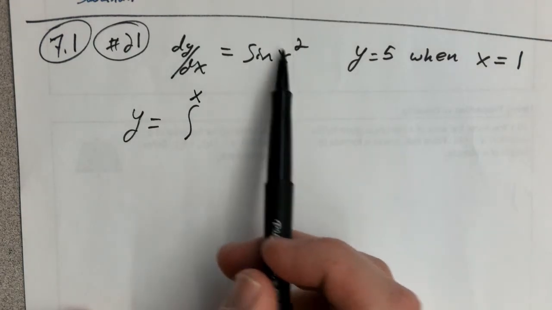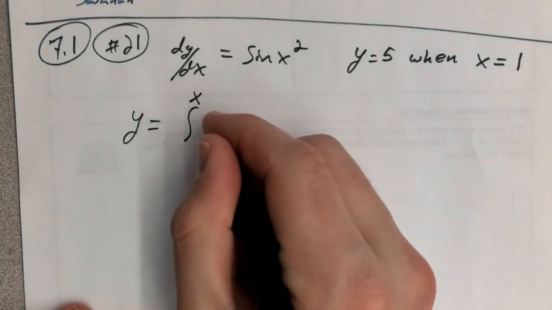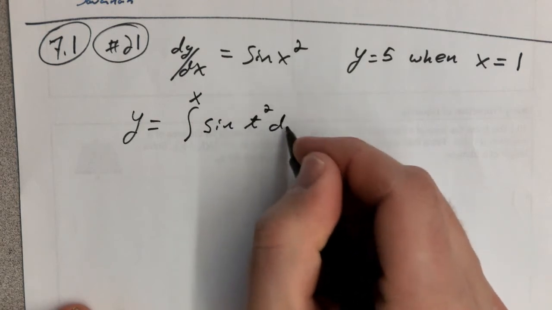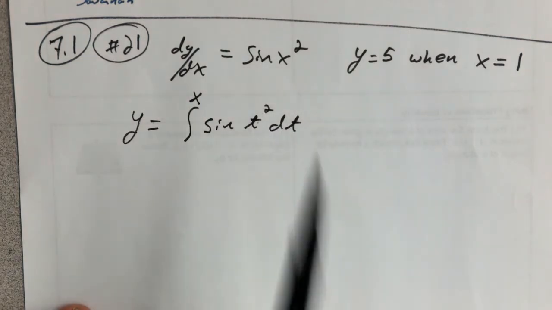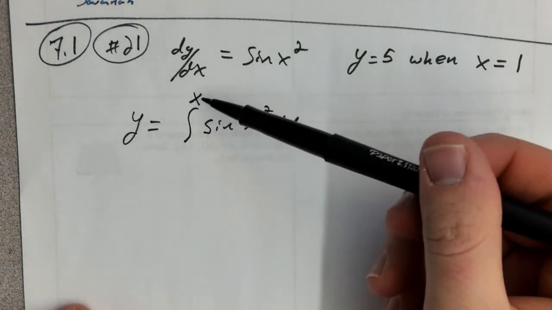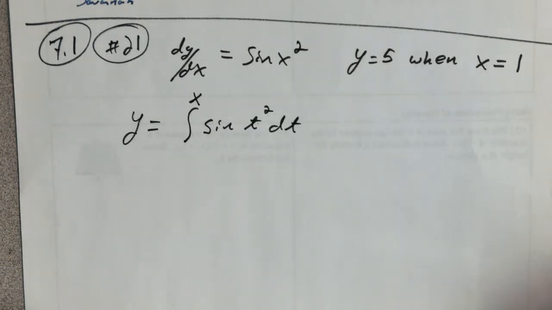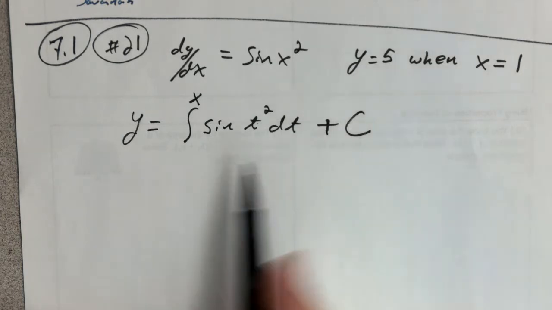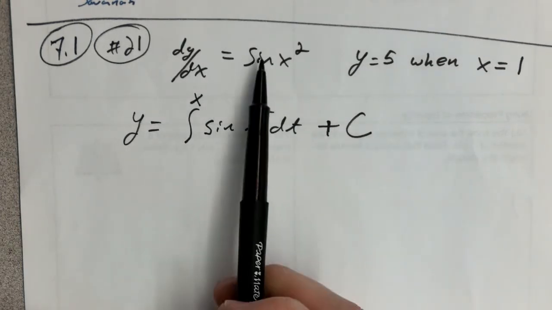We're going to take this function here and put it in as the integrand. But we're going to have to use t squared. We can't have the same variable in both places, because x is actually the independent variable in our area function. And then it's going to be plus c, because when we take the derivative, what we want is to end up back at sine x squared.